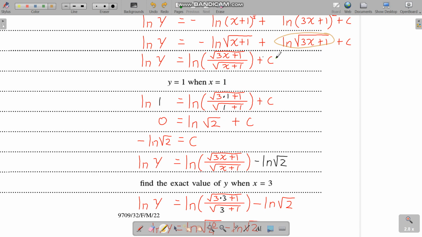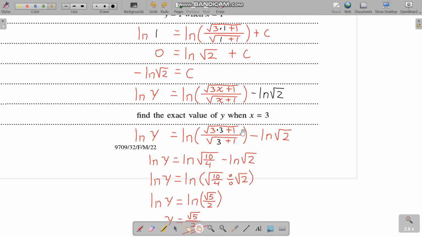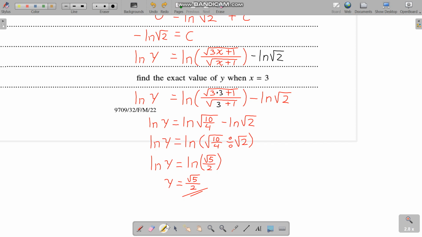So just rewrite this equation, but c is minus ln root 2. This is called the general solution, still with c. This is the particular solution, no longer with c. Now find the exact value of y when x equals 3. So we just plug in x equals 3, and find the value of y, so solve for y.